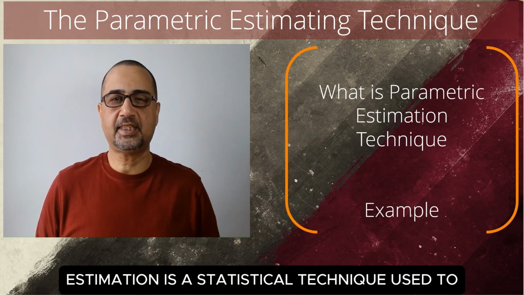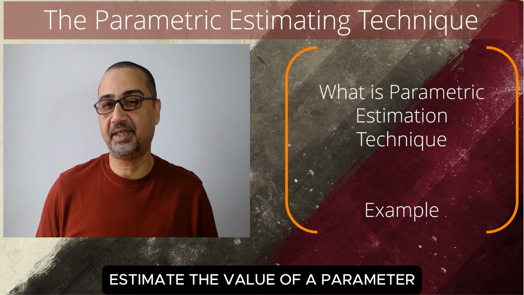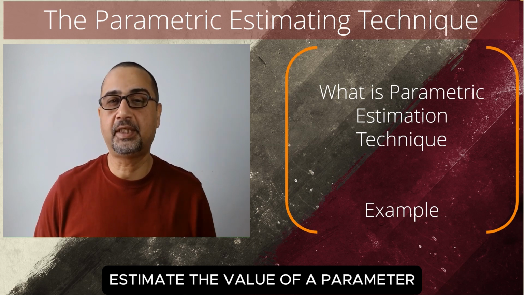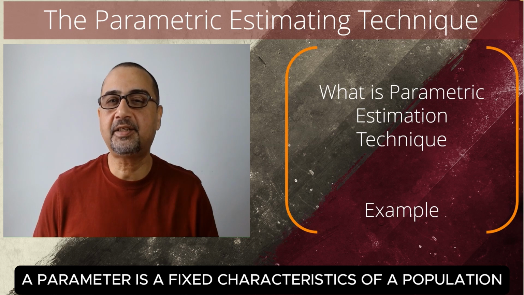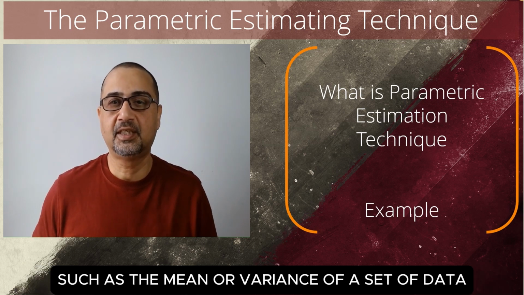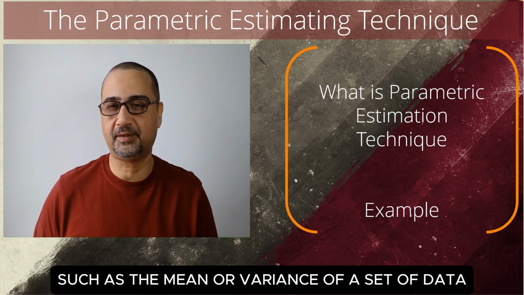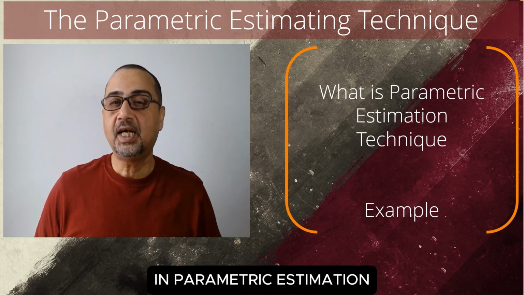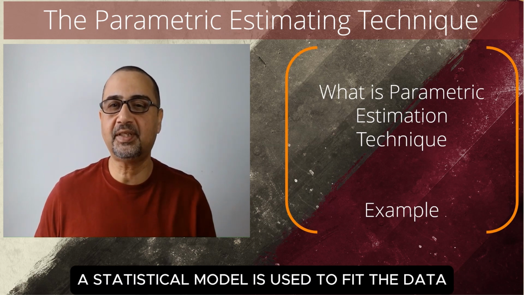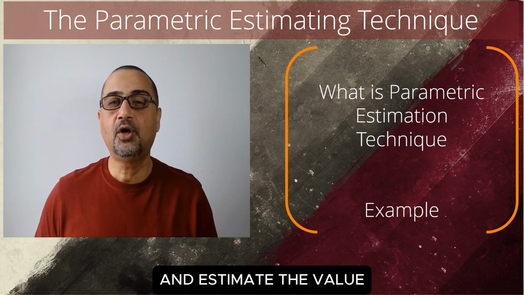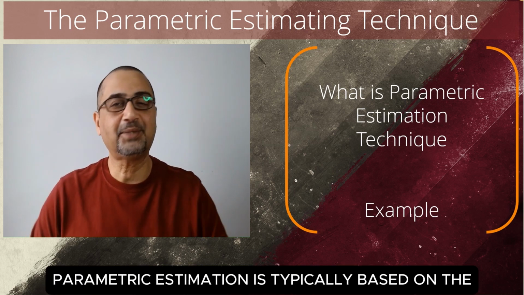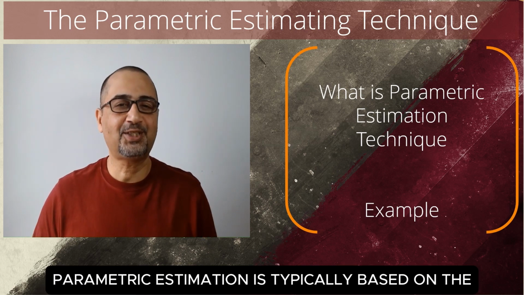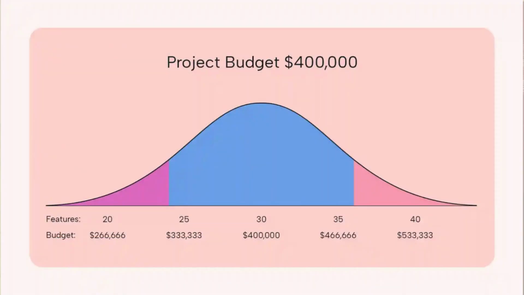Parametric estimation is a statistical technique used to estimate the value of a parameter based on a sample of data. A parameter is a fixed characteristic of a population, such as the mean or variance of a set of data. In parametric estimation, a statistical model is used to fit the data and estimate the value of the parameter based on the model.